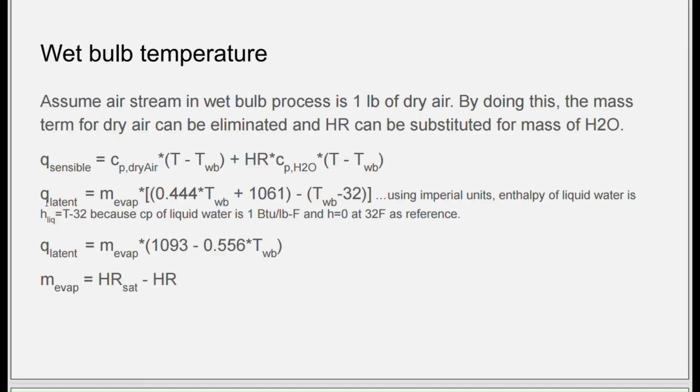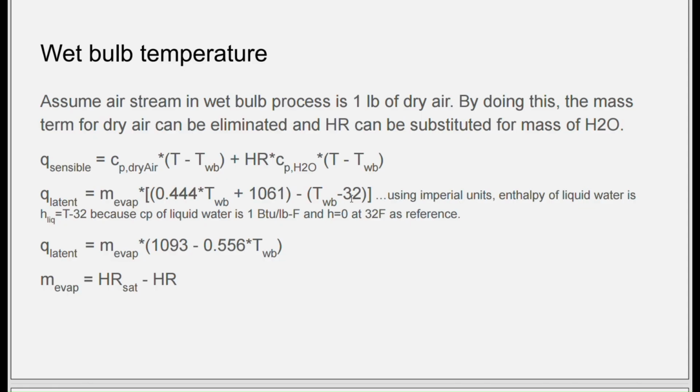Our latent heat, which is the heat that is going to be absorbed by the airstream due to liquid water evaporating into it, that's going to be equal to the mass of water that got evaporated times the enthalpy of its gas state minus its enthalpy as a liquid state. So the enthalpy as a gas state is something we've already talked about, specific heat times temperature plus 1061. We're going to use wet bulb temperature because you can assume that's what the temperature of the liquid water in that made-up tunnel is, minus the enthalpy of that liquid.